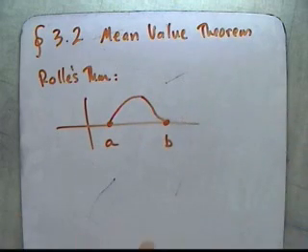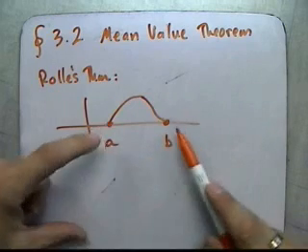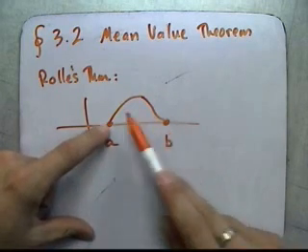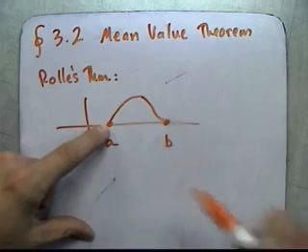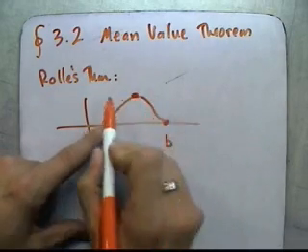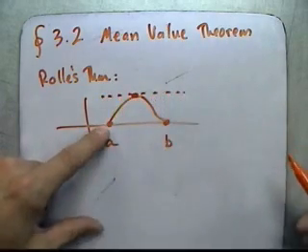At some point on that line, between this interval A and B, assuming these values are the same right here, I'm going to have a point somewhere on that graph such that the slope is 0. So I might be able to find this point right here such that the slope there is 0. That's what Rolle's theorem said.